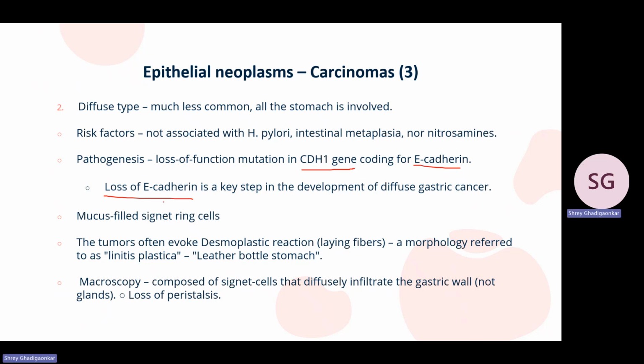The tumors often evoke a desmoplastic reaction, which is a morphology referred to as linitis plastica. I will come back to this in the next slide. And macroscopically, you can see signet cells that diffusely infiltrate the gastric wall. This is also associated with loss of peristalsis.